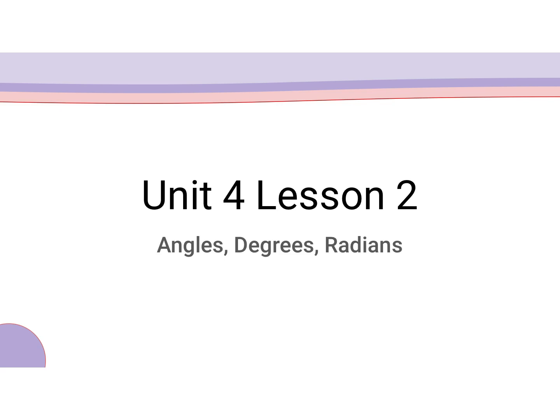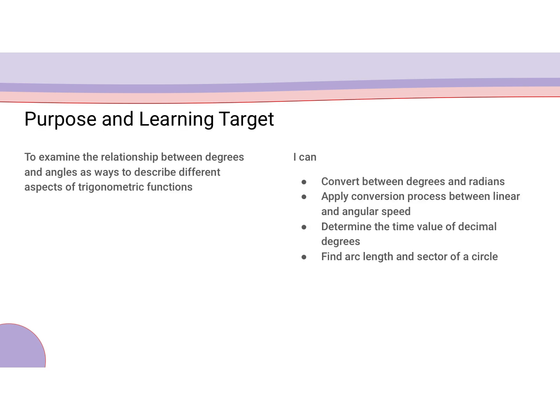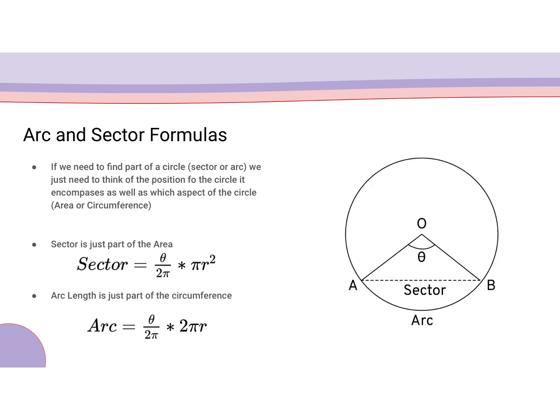Hi everyone, in this lesson I'm just going to review part of the Unit 4 Lesson 2 lesson where we talked about sector and arc, just as a little bit more refresher on those pieces. Like I said, this is just going to highlight the part about finding arc length and sector. This is more of a geometry topic that comes up in this chapter. Since we're talking about radians and measures, it makes sense to talk about it here.